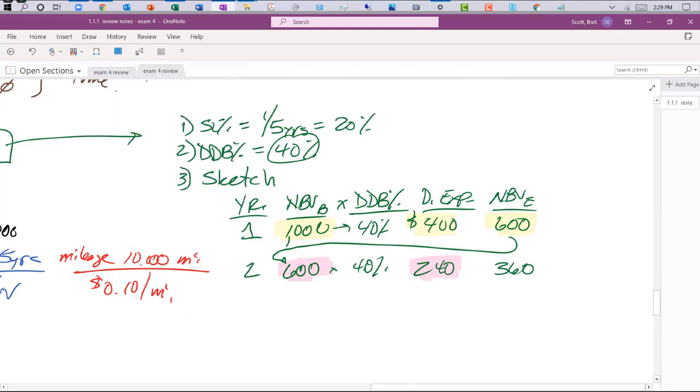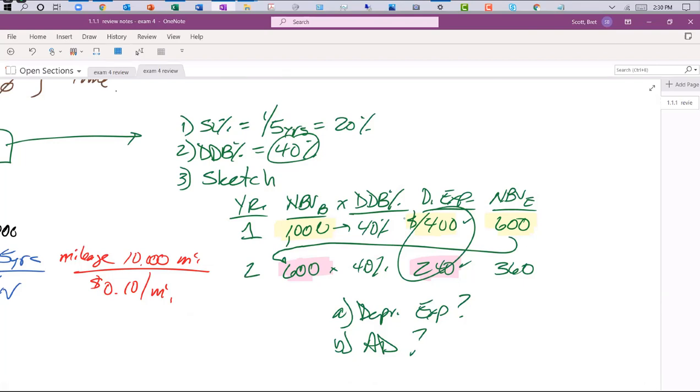Reasons people miss this problem is because I can ask a variety of questions. I can ask you, for instance, what's depreciation expense, say for year 1 or year 2. Read the dates very carefully. Or I can ask you what's accumulated depreciation at the end of year 1 or year 2. At the end of year 2, it's the sum of those. So you can use just this information. If you can sketch this out pretty quickly, you can answer this question fairly quickly. So I recommend just practice writing it out.